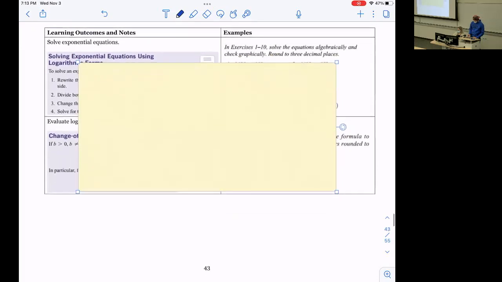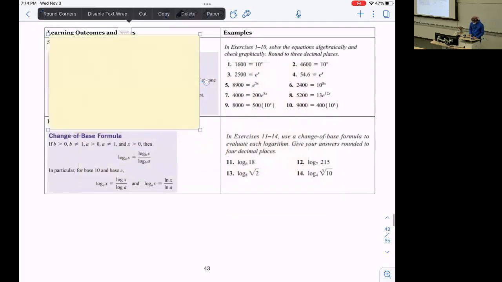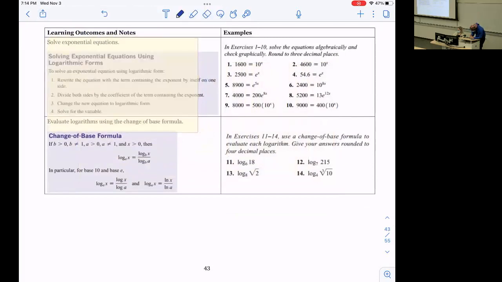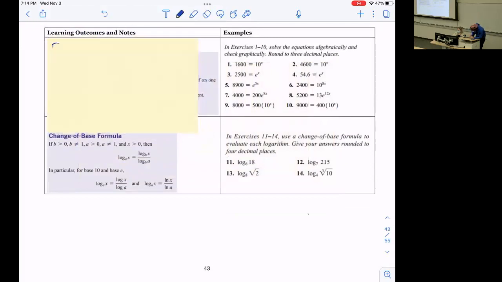All right. We have a large sticky note. That's what we have. All right. Number 5. Oh, I did not.